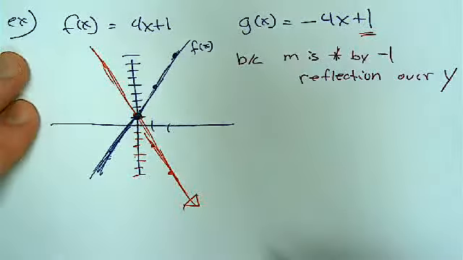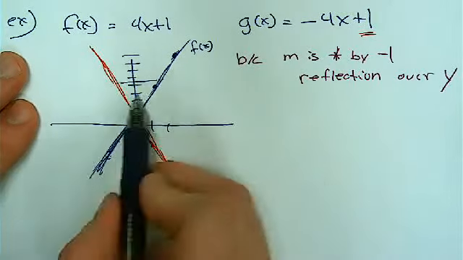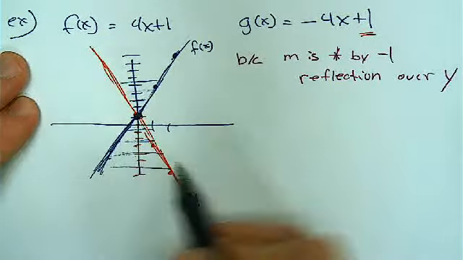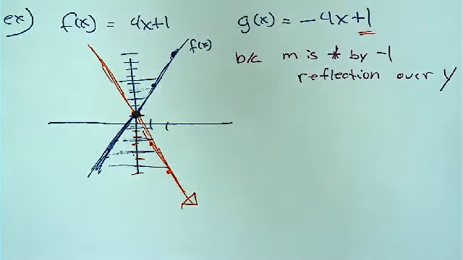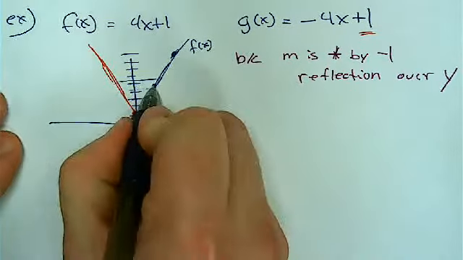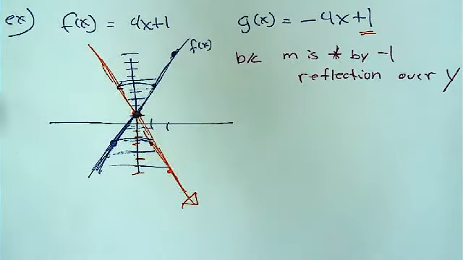And if I look, as I go down this line, I can see going right across, every point has a mirror on the other side. This point has a mirror over there. This point has a mirror over there. And that's why we call it a reflection.